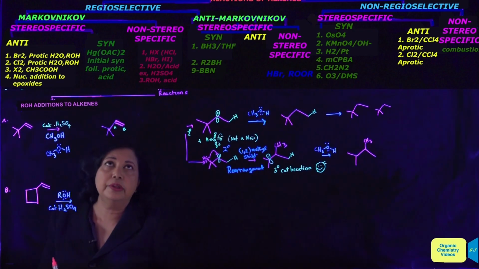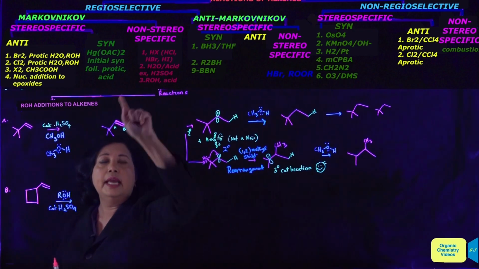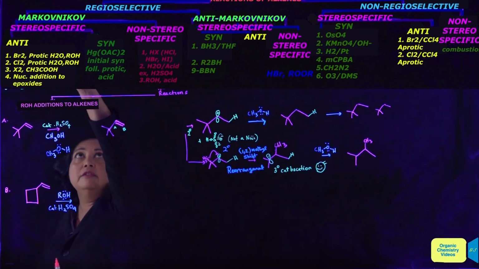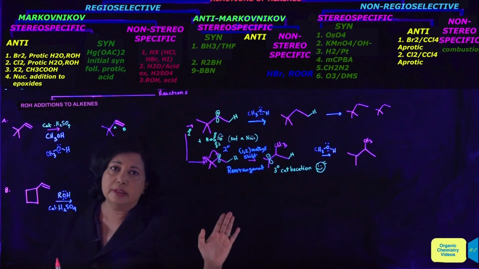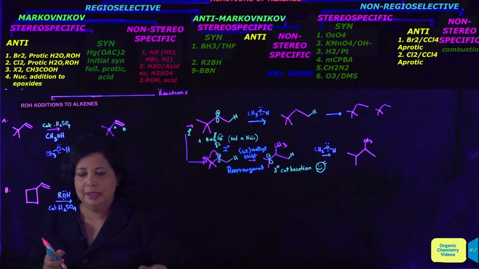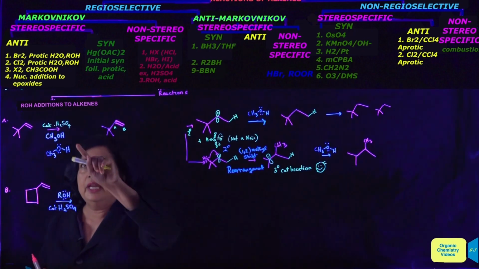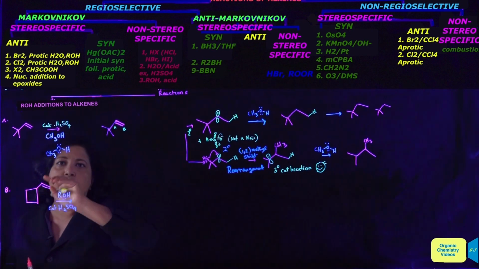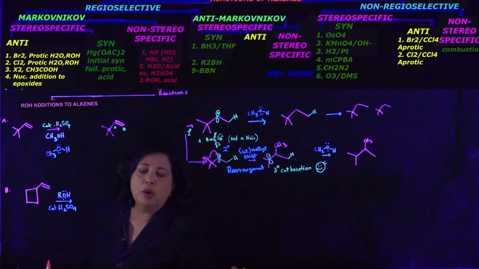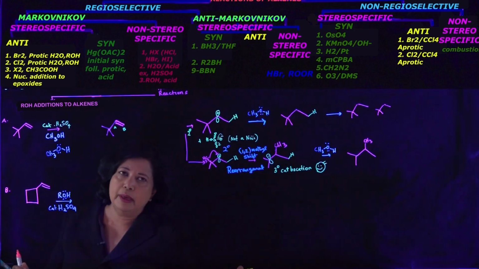In fact, it's also very similar for the HX addition, because they're all non-stereospecific Markovnikov regioselective reactions. Same bucket, same mechanism in this case. All right, let's start. So we had earlier water and H2SO4. Here you have catalytic H2SO4, which is like maybe like a 0.1 equivalent of H2SO4 in methanol.